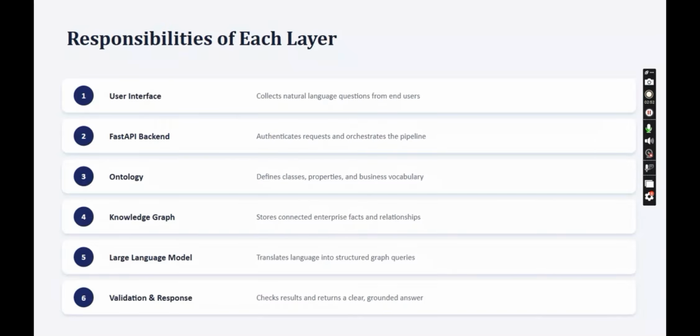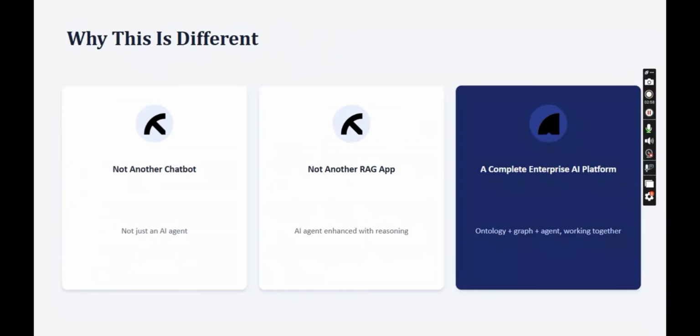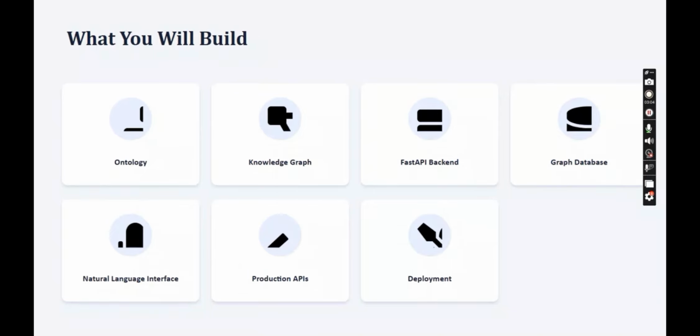So here this slide contains the responsibilities of each layer that we discussed a few minutes back. So why will we learn this course? Over the next lectures, we will gradually build every component of this system.